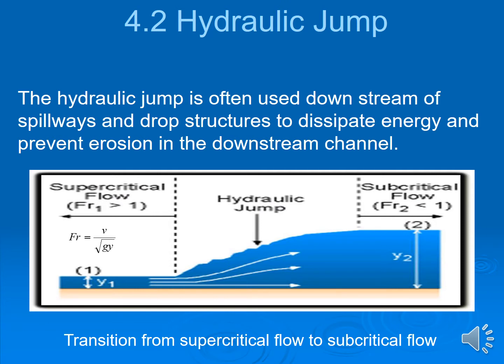The hydraulic jump is often used downstream of spillways and drop structures to dissipate energy and prevent erosion in the downstream channel. The hydraulic jump occurs from supercritical flow to subcritical flow. The supercritical flow can be classified when the Froude number is more than 1, while for subcritical flow, the Froude number is less than 1.